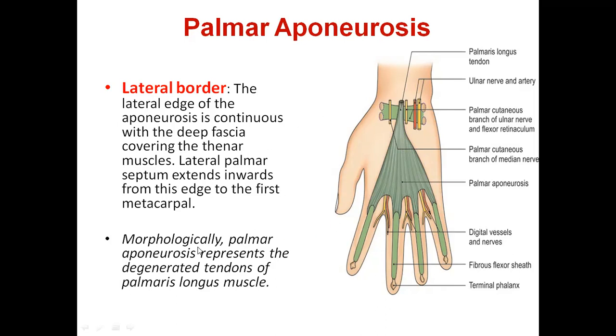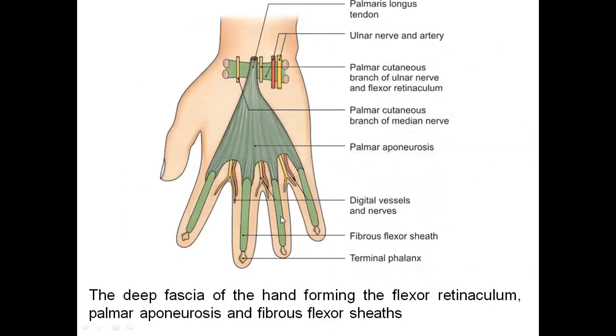Then morphologically, the palmar aponeurosis represents the degenerated tendon of the palmaris longus muscle, which you have seen as one of the muscles of the flexor compartment of the forearm. So this is the whole picture you are finding. This is the proximal end, this is the apex, and this is the base. The apex is in continuation with the palmaris longus tendon. The base is splitting into 1, 2, 3, 4 slips, which further divide into superficial and deep slips.